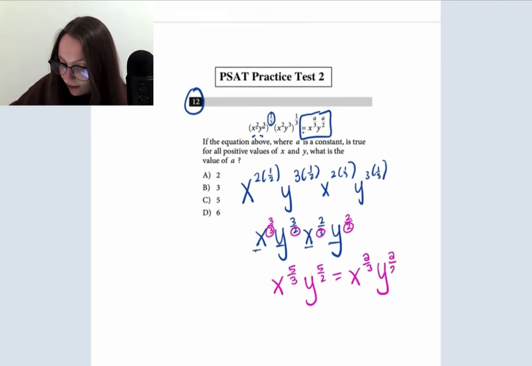So a over 2. All right, so they're asking us what is the value of a. Well, the value of a is exactly the same for both of these. We know that it's equal to 5, so that means choice C is correct.